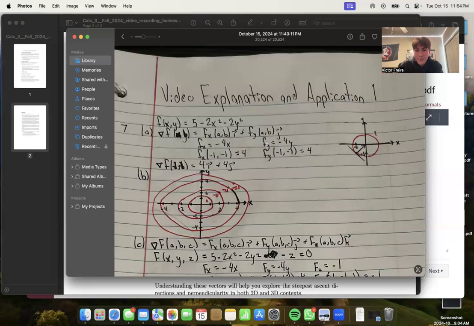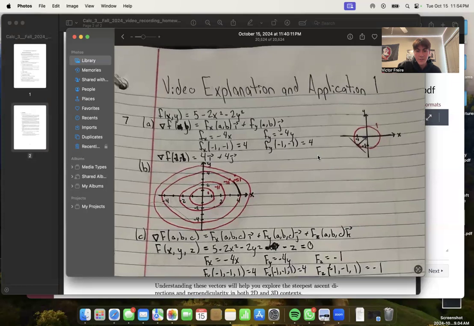Then the same process for the partial derivative with respect to y. We treat the 5 and the x term as constants, and the y term is what we actually take the derivative of, so this is going to be -4y. Once we substitute in -1 for y, we're left with 4. Now we can plug these two values into our formula, and the gradient vector at the point (-1, -1) is equal to 4i + 4j.